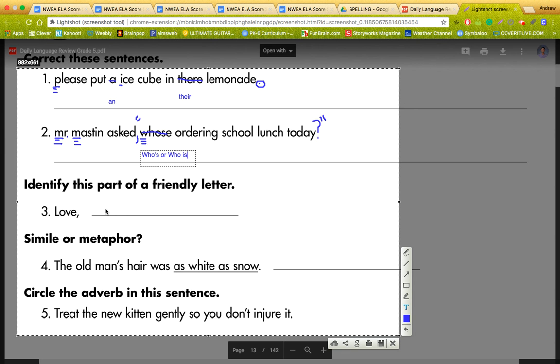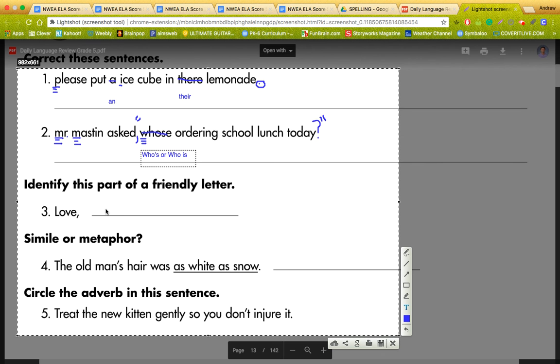Simile or metaphor. The old man's hair was as white as snow. Guys, the reason why we use figurative language is to create pictures in our mind. And the old man's hair was as white as snow. Now we can actually see the old man's hair. Just saying it was white doesn't really help us, but white as snow, now I can picture it.